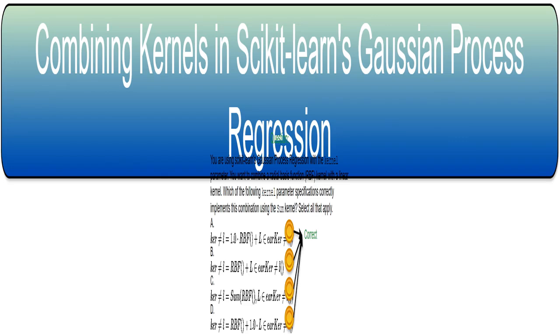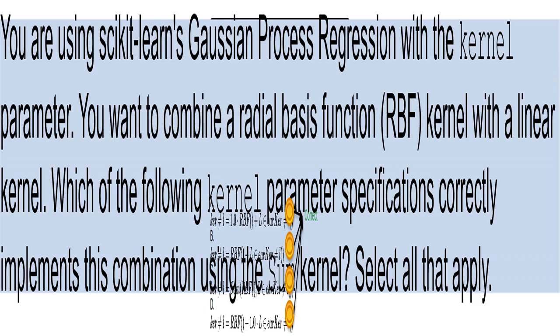This section introduces the core problem, combining different kernel functions in scikit-learn's Gaussian process regression. I'm focusing on combining a radial basis function, RBF, kernel and a linear kernel using the SUM kernel. This involves understanding how to use the scikit-learn kernel API. This is the quiz question. I'm presented with 4 different ways to combine an RBF kernel and a linear kernel in scikit-learn, and I need to identify all the correct options.